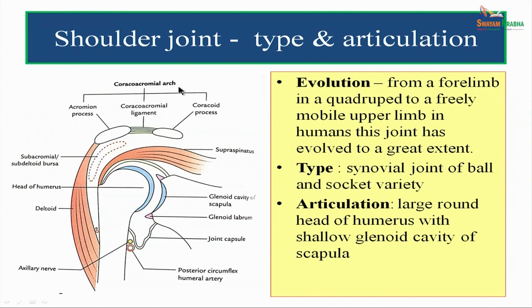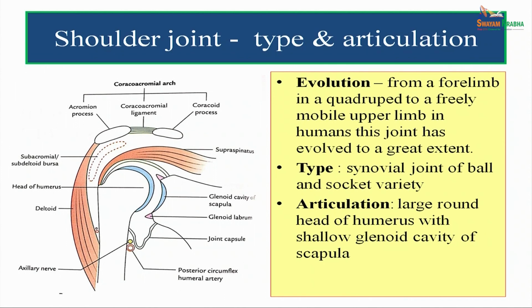Before going on to the main topic of the shoulder joint, let's see how it has evolved from animals to mankind. The shoulder joint was a forelimb in quadrupeds, and it has evolved by undergoing a large number of modifications in the process of evolution to become a very freely movable joint in the upper limb of the human body.